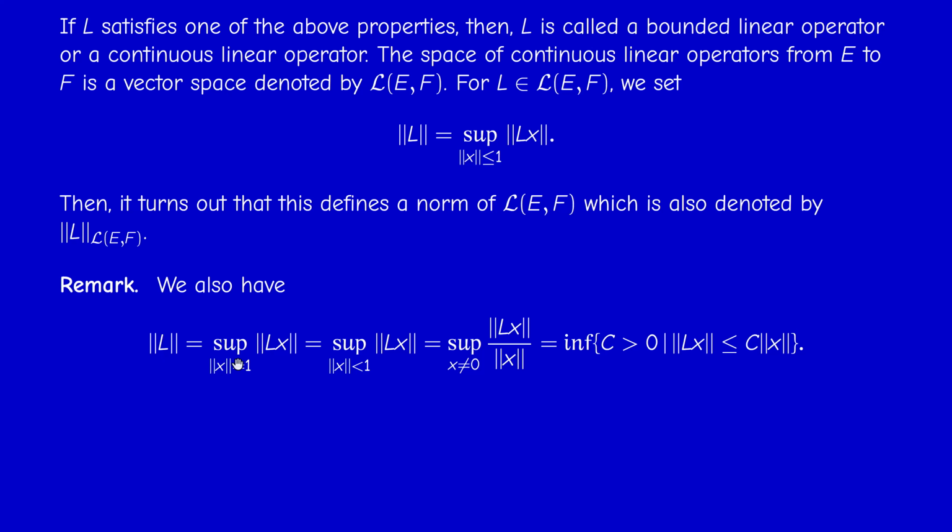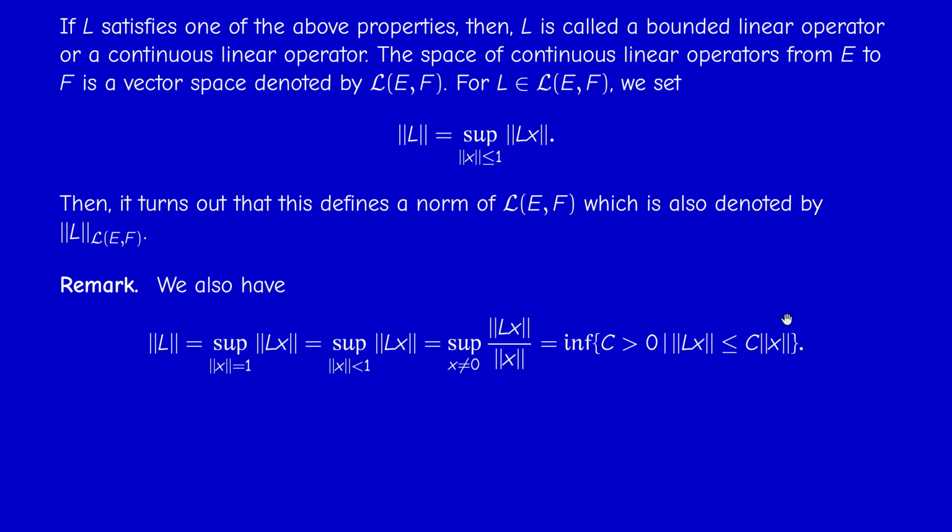So for the norm of L we can take the sup over the unit sphere. The definition is the closed unit ball, but it's actually the same. You can take the supremum over the unit sphere, or the supremum on the open ball, or we can take the supremum of the ratio of the norm of Lx over the norm of x for x different from 0. And it's also the infimum of constants satisfying this inequality.